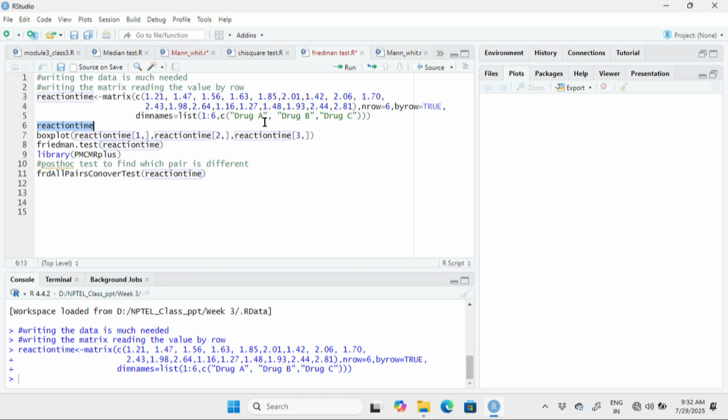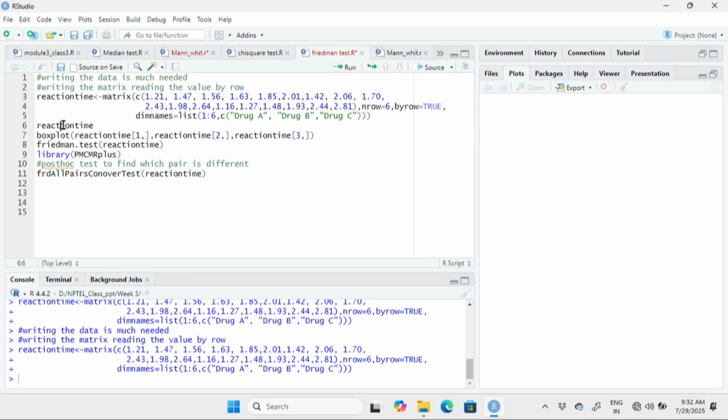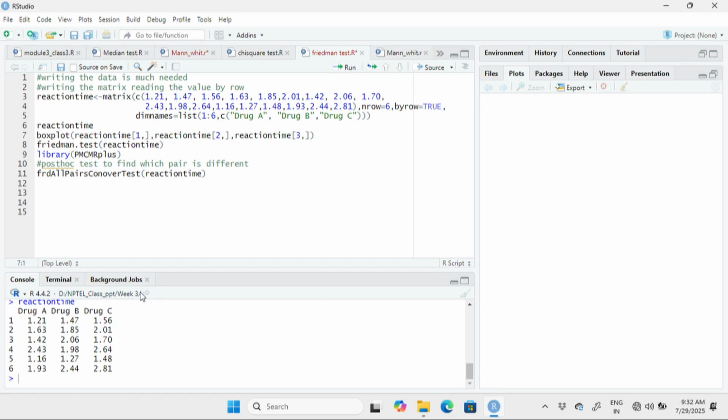As I told you, drug A, drug B, drug C, these are the qualitative character. You have to write the qualitative character within quotes while writing with this vector format c. So, list 1 to 6 and drug A, drug B, drug C. Let me run this and you will have the idea how your data looks like. Okay, reaction time. Run this, and you can see how nicely R has made your rectangular array.